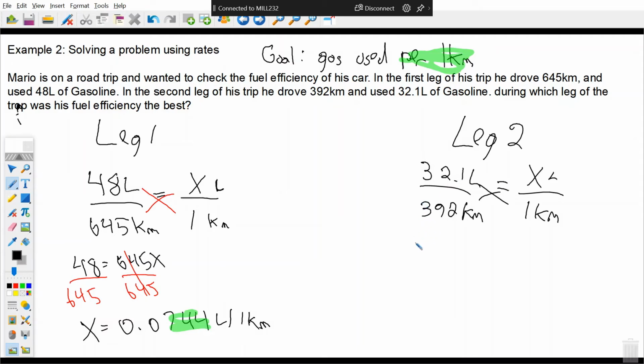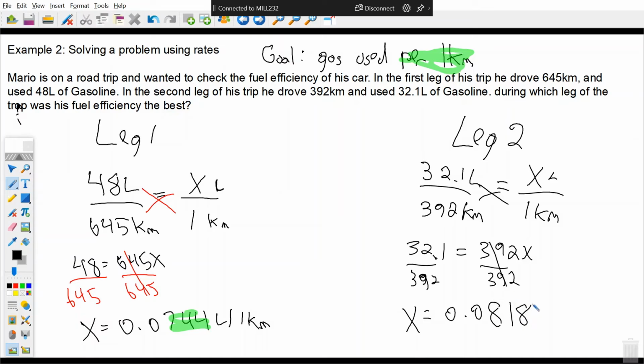32.1 times 1 is 32.1. 392 times x is 392x. Divide both sides by 392. He used 0.0818 liters per 1 kilometer.